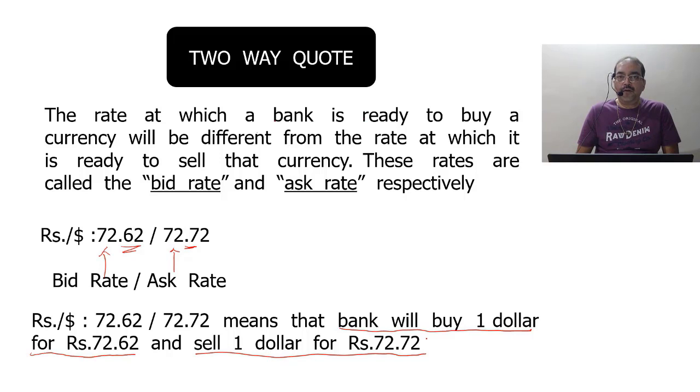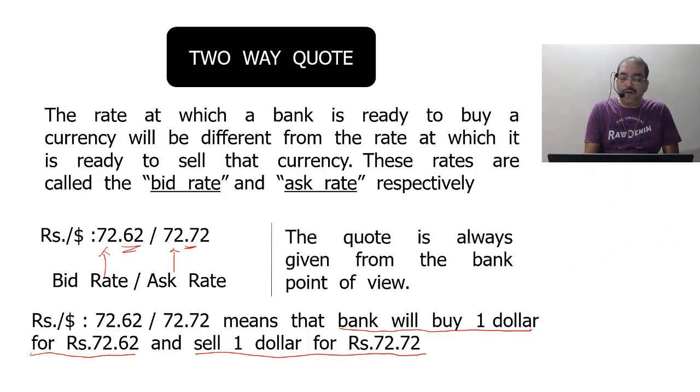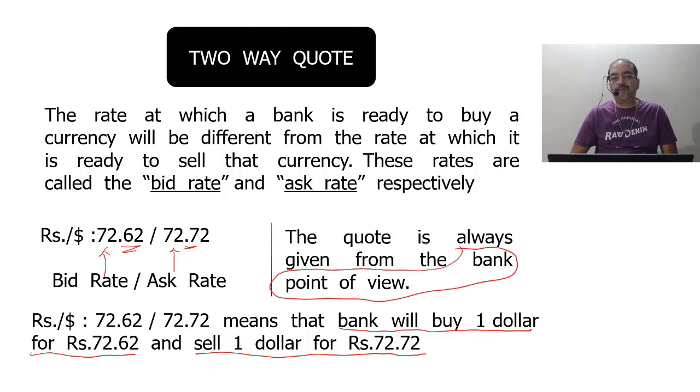And the most important point. What is the most important point? The quote is always given from the bank's point of view. So the bank is buying at 72.62. The bank is selling at 72.72. The difference between these two is the profit of the bank. And that profit is called spread.